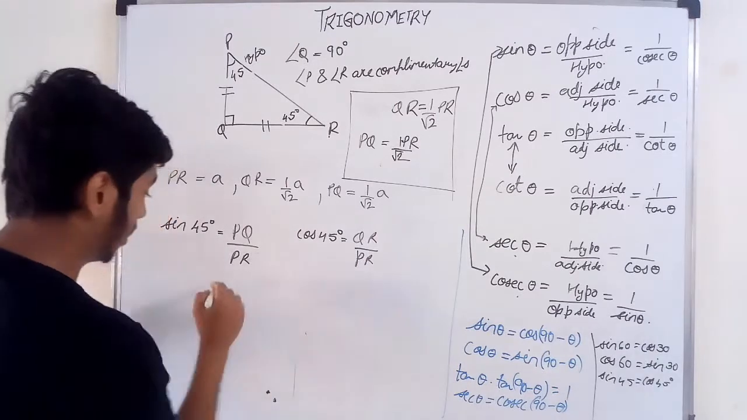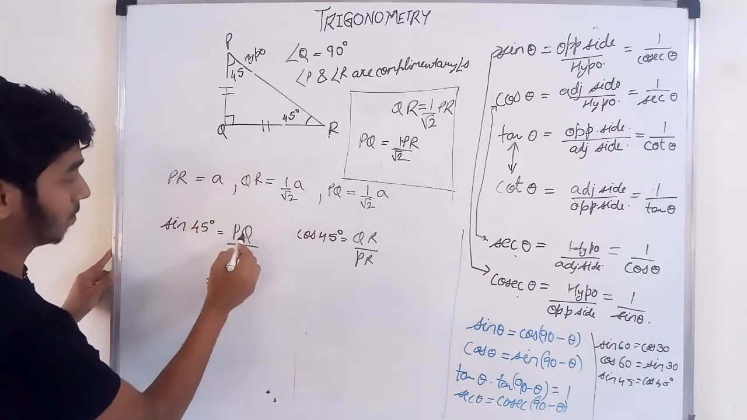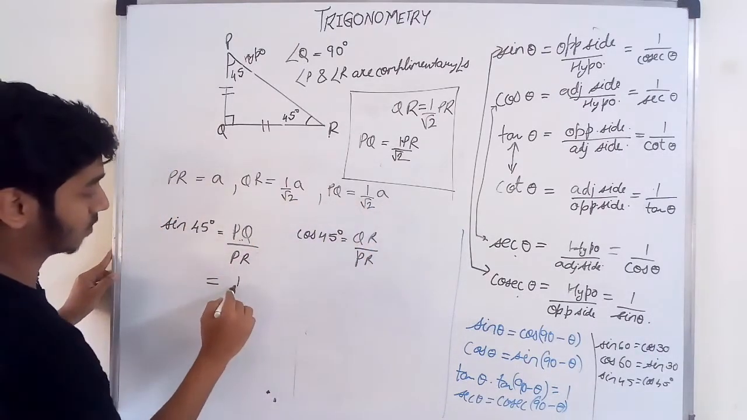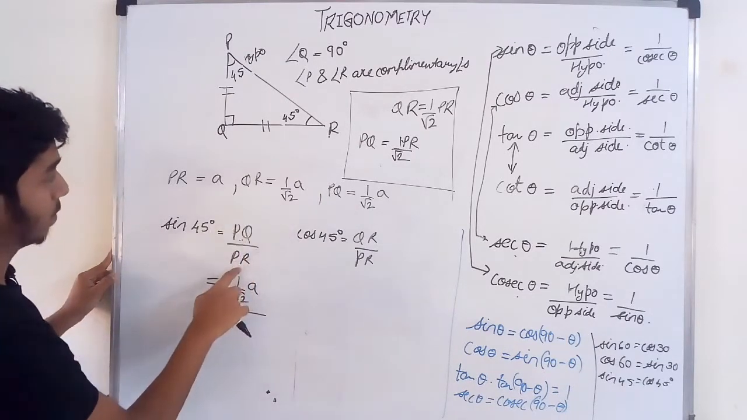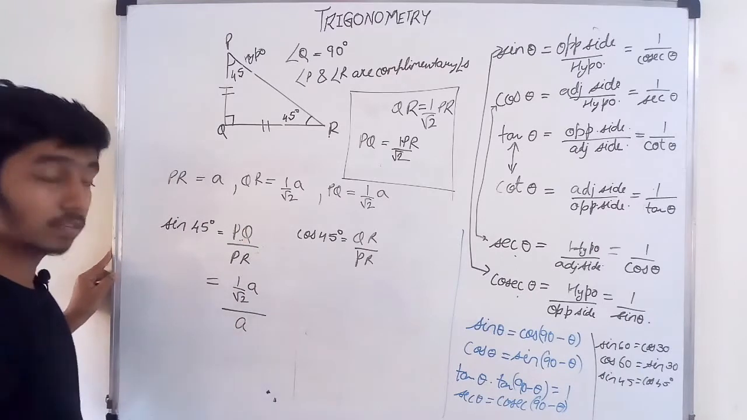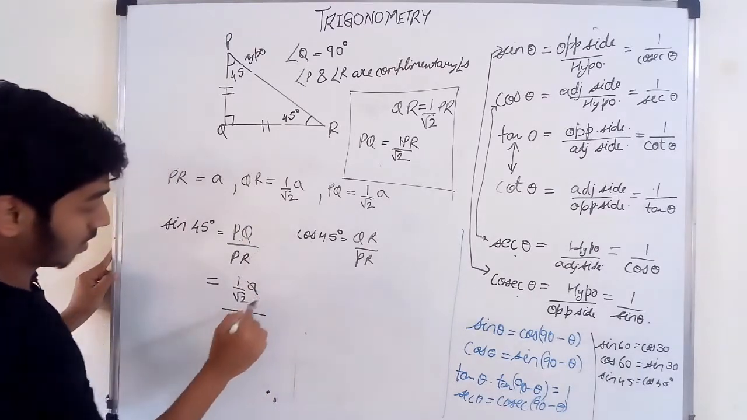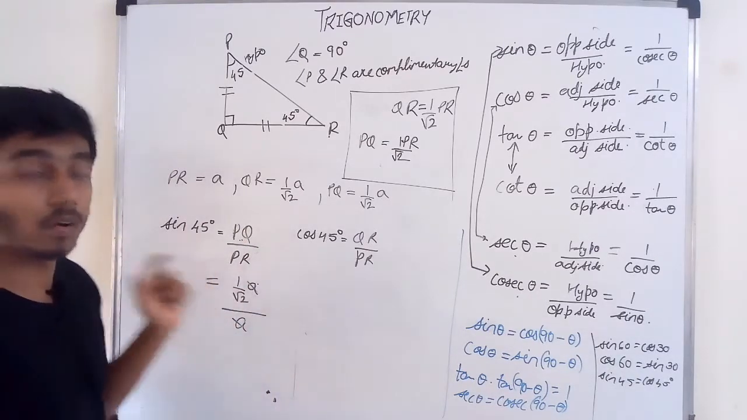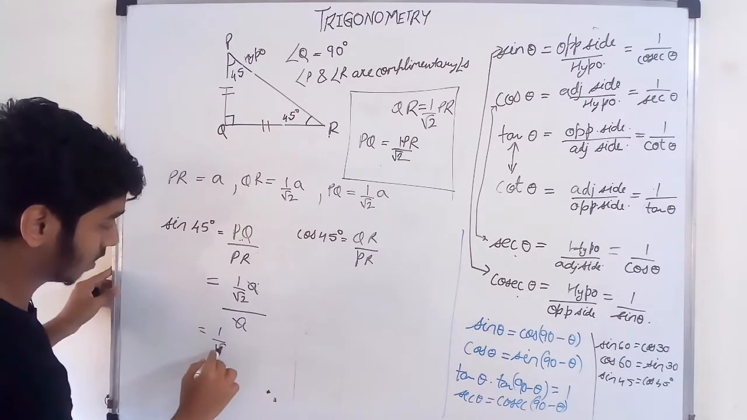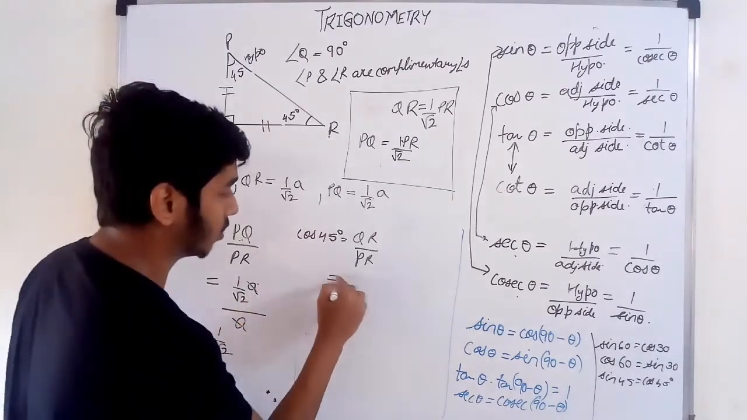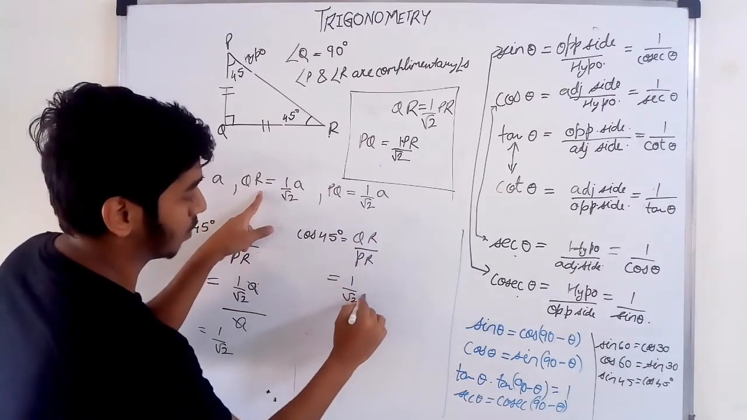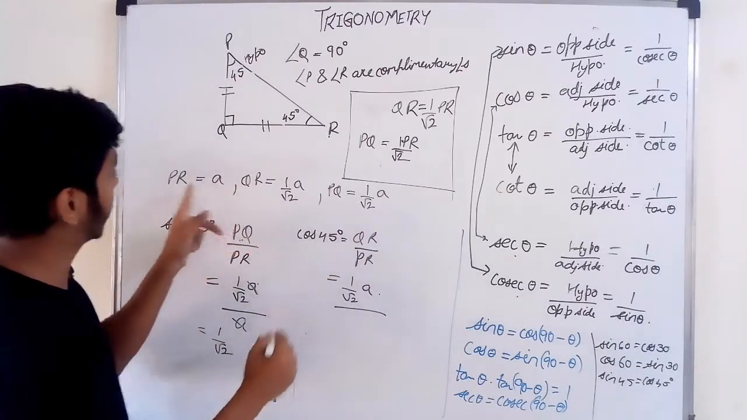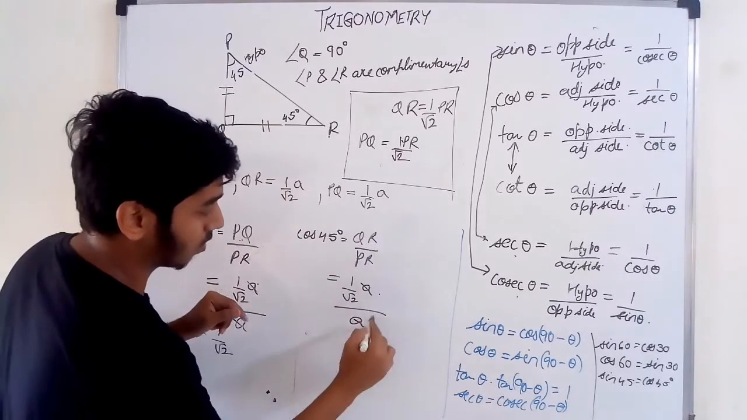Yes or no? Now just substitute PQ, which is 1 by root 2A, upon PR, which is A. Yes or no? Same way, A and A, both numerator and denominator gone, so you get 1 by root 2. Same way, substitute here also: QR upon PR. QR is 1 by root 2A upon PR, which is A. A gone, you get 1 by root 2.